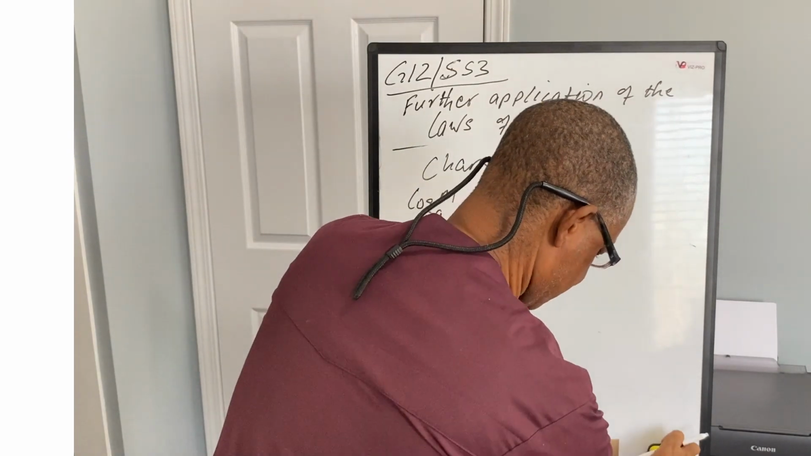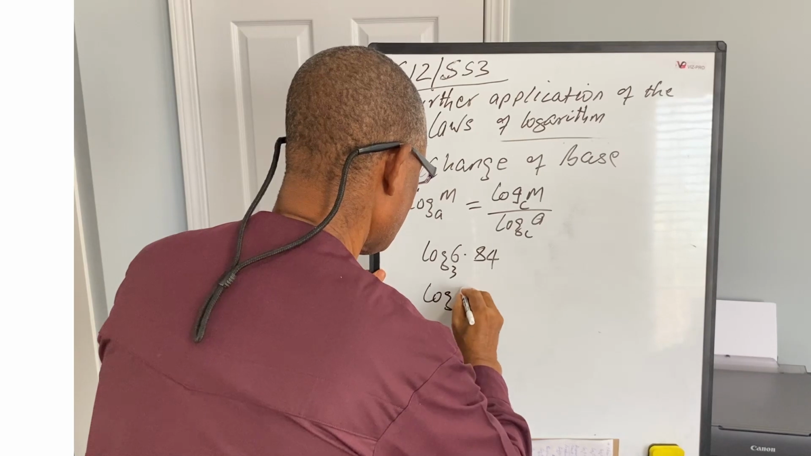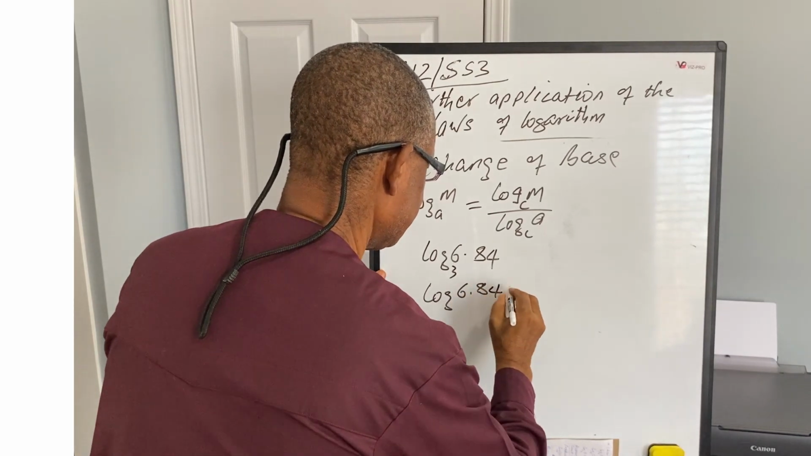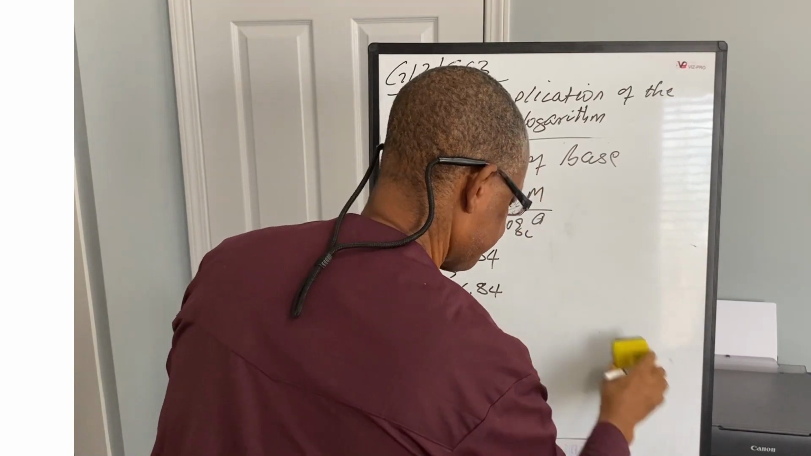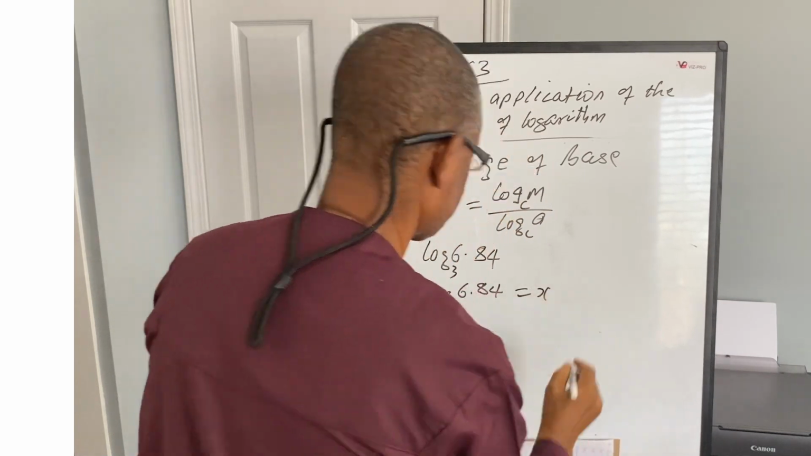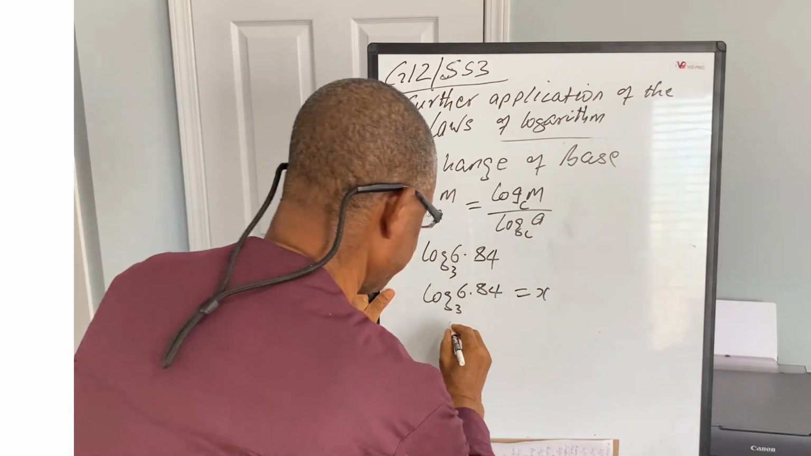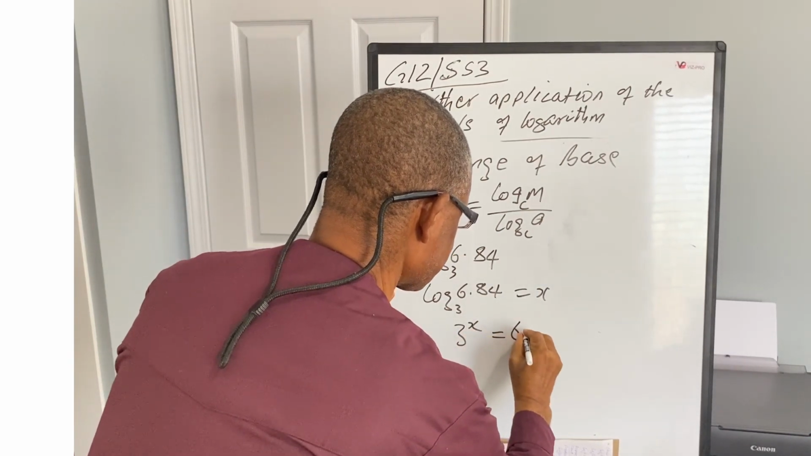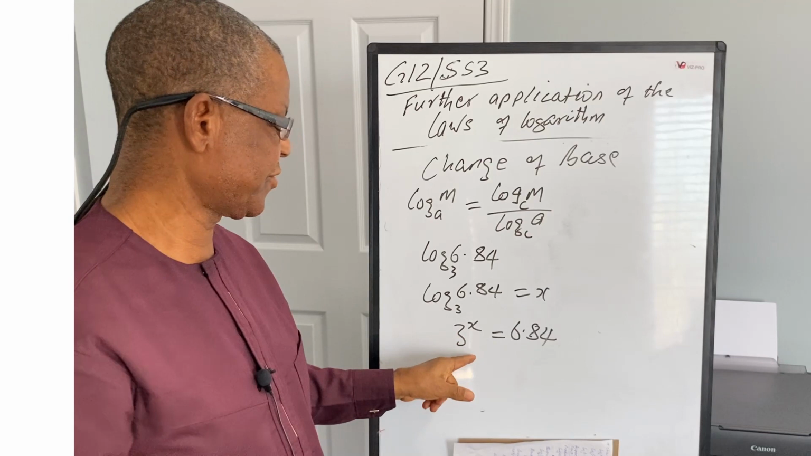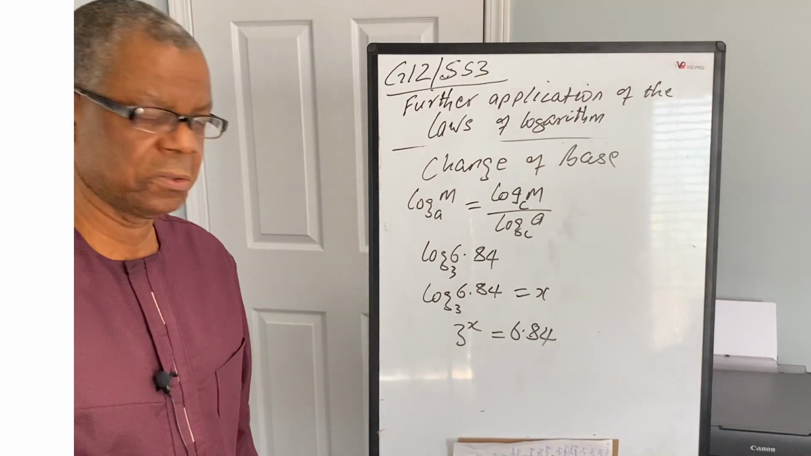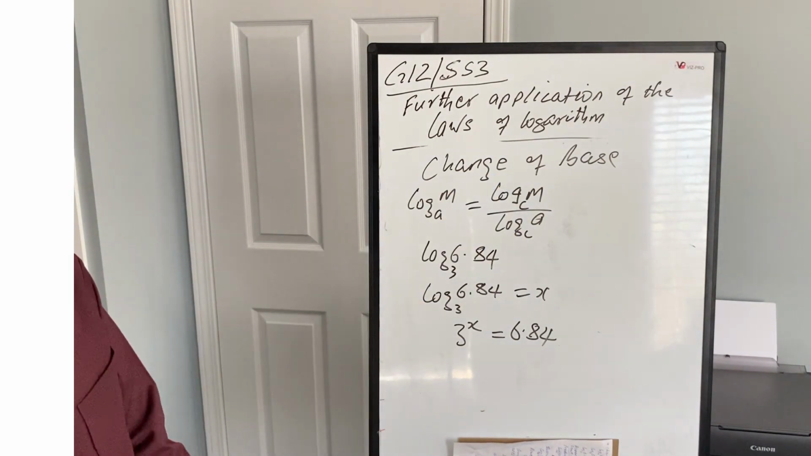In this particular question, if you say let log 6.84 base 3 be x, just say equals to x. And normally, when converting this to index form, it becomes 3 raised to power x equals to 6.84. What I mean is that there is no power you will raise 3 to give you 6.84. No, there is none. So in that situation, we do what we call change of base.